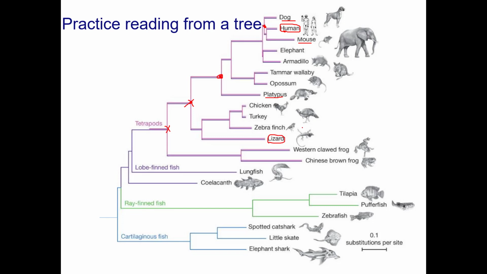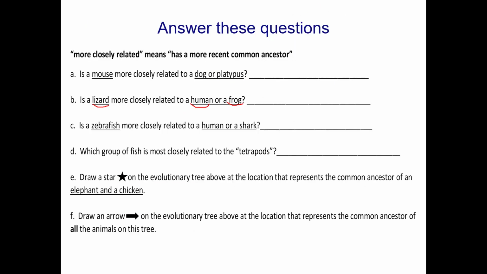So what this means is lizard is more closely related to human because the ancestor is not as far back in time as the ancestor between lizard and frog. It's further back in time. So lizard is more closely related to human than to frog. So that one's going to be a little bit of a surprise, right? I think most students, if they were just trying to guess, would pick incorrectly on that one.